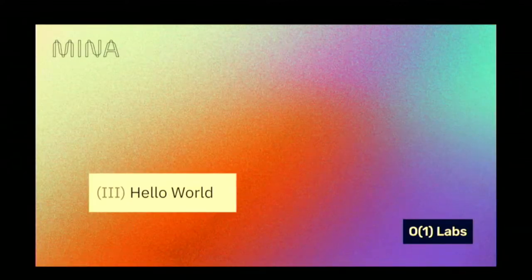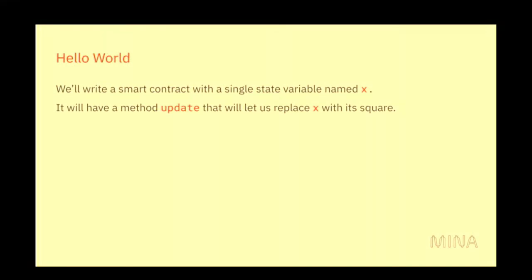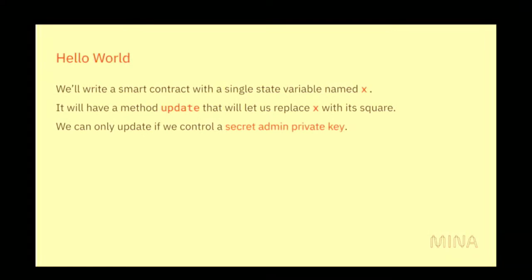Let's look at a hello world example. We're going to write a smart contract with a single state variable called x, and it will have an update method that will let us replace x with its square. And we can only update it if we control a secret admin private key. So these are the requirements for our contract, and now we'll get into how you build it.